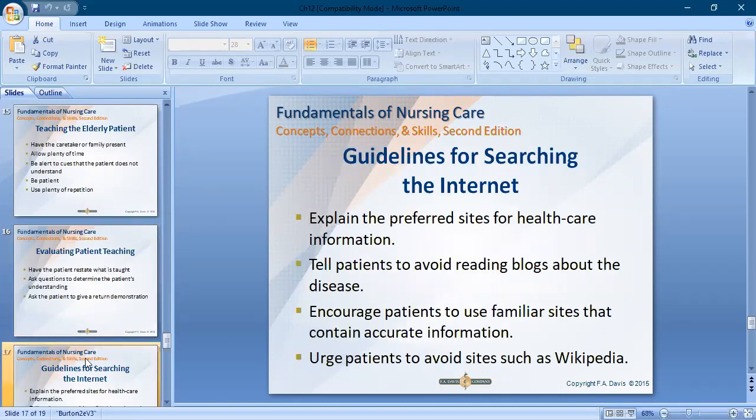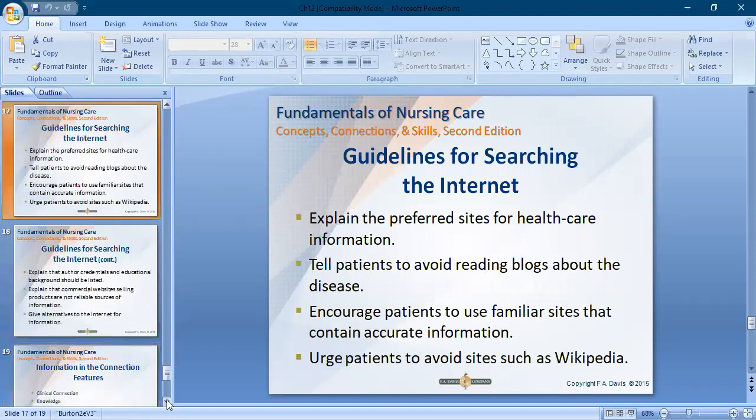And then some guidelines for searching the internet. So always when the patient goes home or after discharge, we tell them some important good resources, right? So the patient can read it for self-education, but keep in mind that the website or source we are giving should be authentic, right? Nothing fake, nothing false, nothing that makes them lose money like this. So for guidelines for searching the internet, explain the preferred sites for healthcare information.